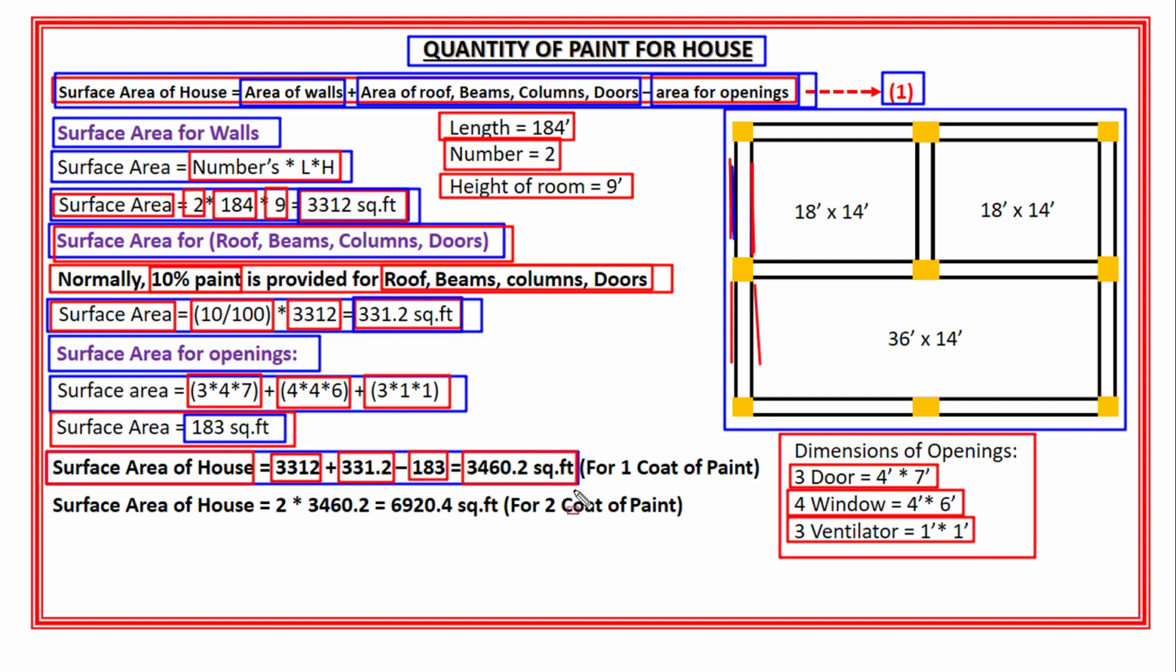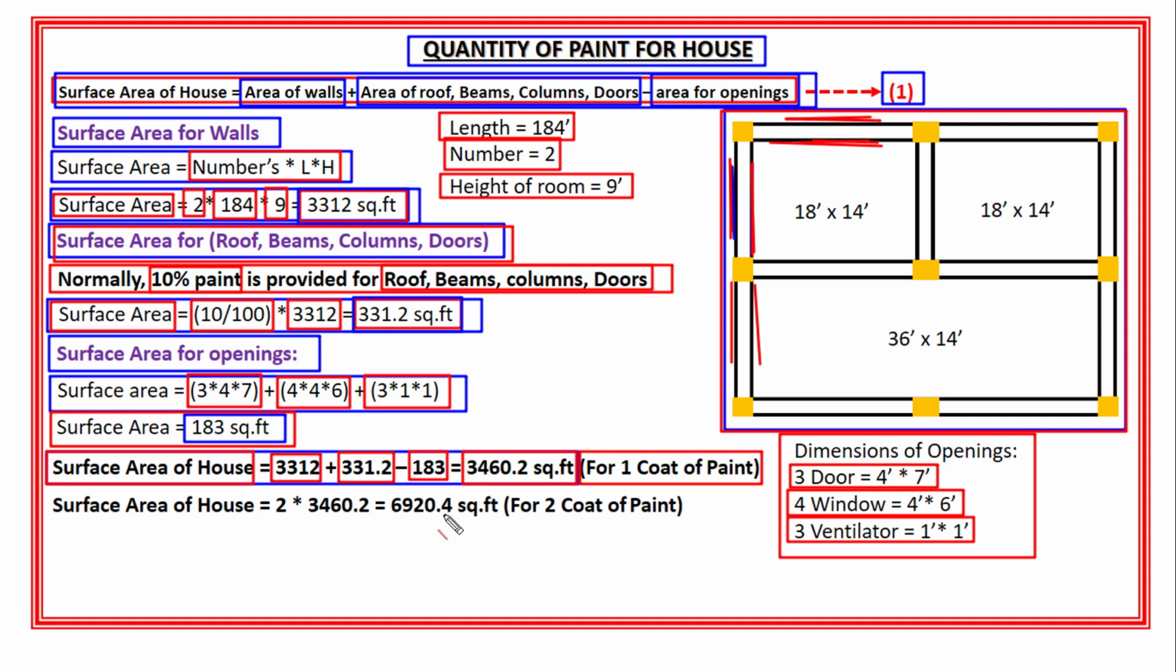3460.2 square feet, right? Now this 3460.2 square feet is the surface area for only one coat of paint or whitewash. And as you know that this is the new house and I'm applying paint or whitewash for the first time. So I have to provide minimum of 2 coats of paint or whitewash.